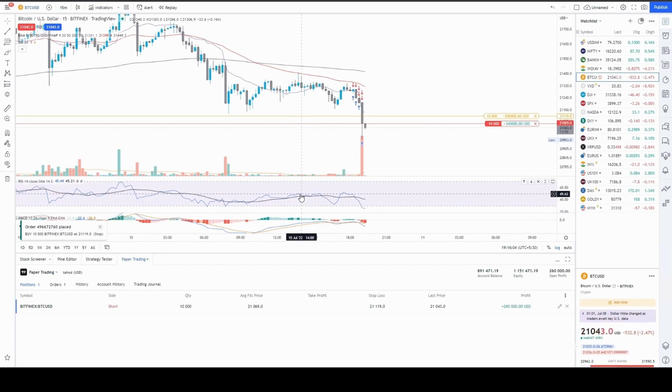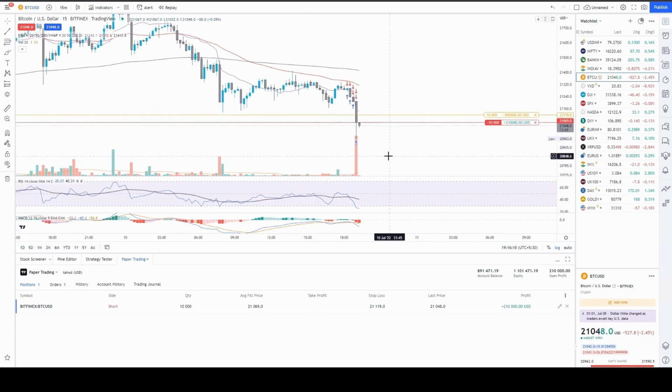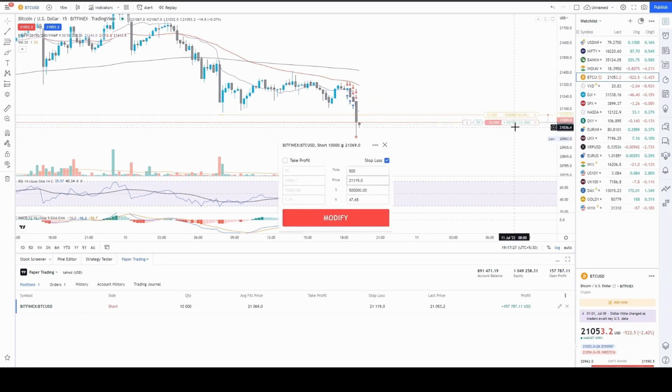I see that the candle is still negative. So let's wait for a little bit more time. I'm going to modify the stop loss because this risk to reward ratio is not attractive at all. So I'm going to modify my order and I'm going to select 200, which is 1089 as a stop loss. I'm going to use 300.